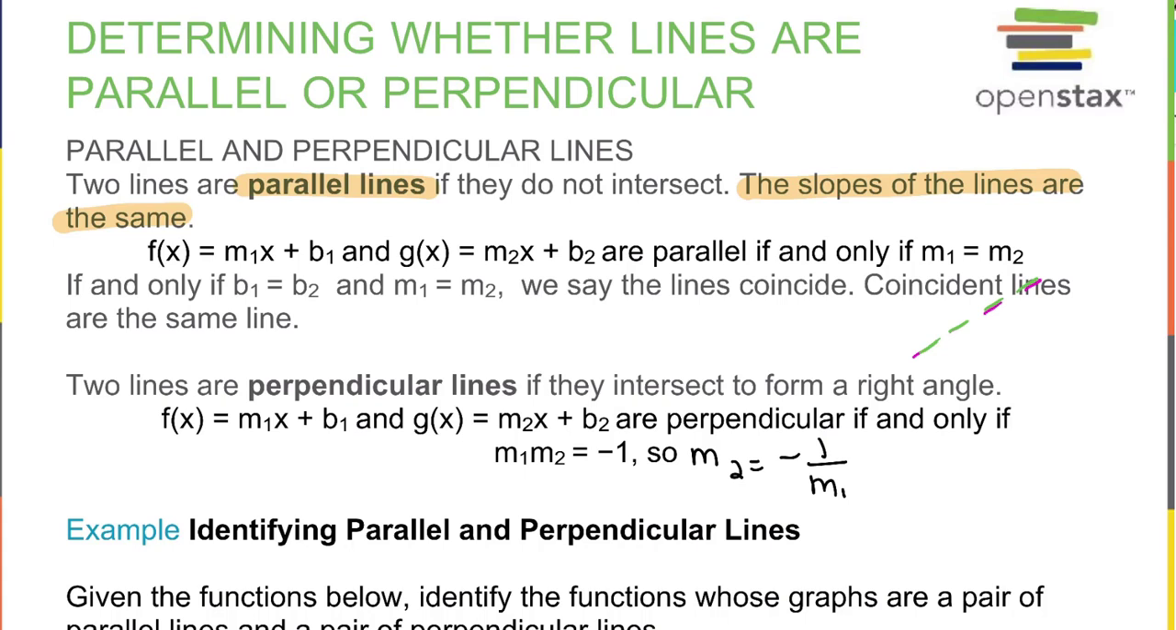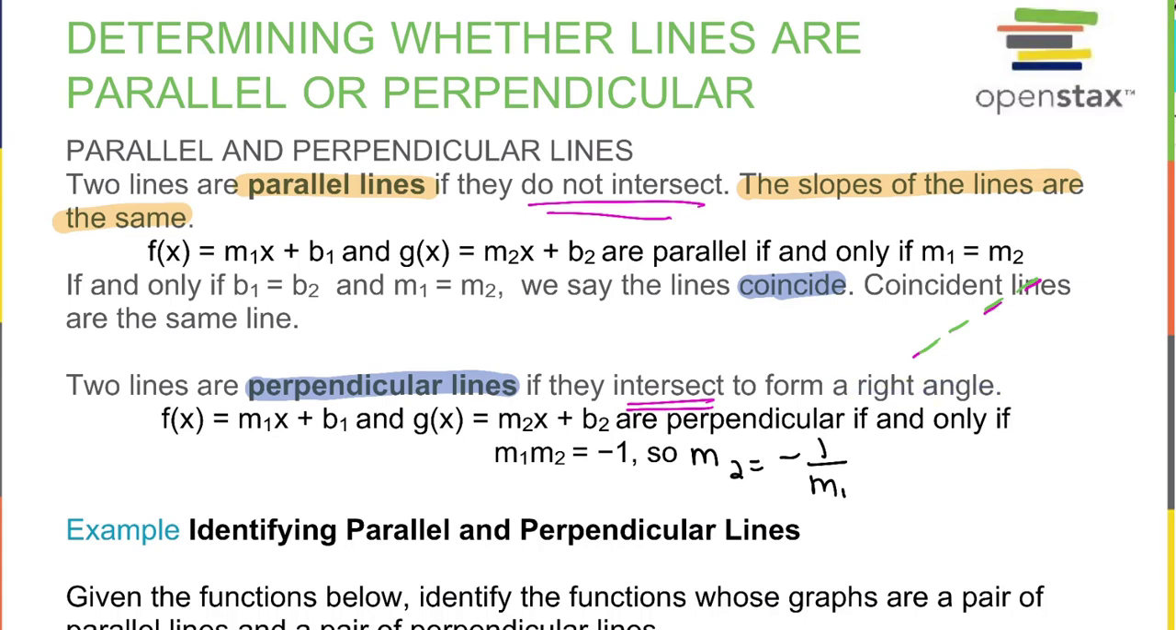Okay, so that's what it means when lines coincide. It means they are the same line. Okay, so then we have perpendicular lines. Perpendicular lines do intersect. So parallel lines do not intersect. Perpendicular lines do intersect, and they form a right angle. A right angle is a 90-degree angle.